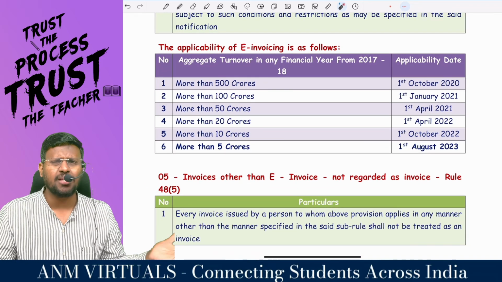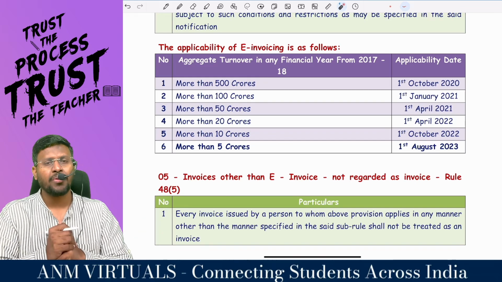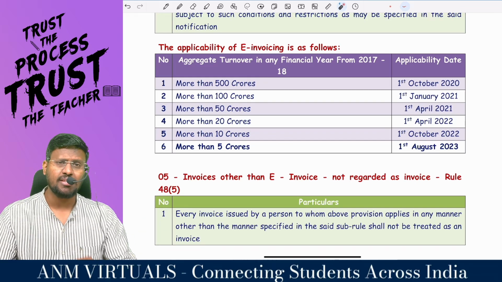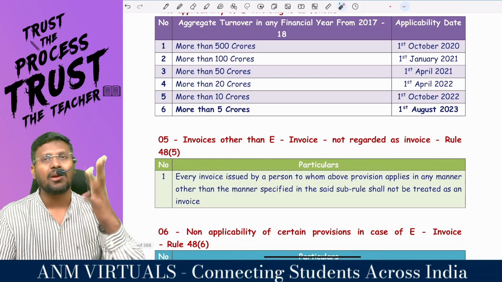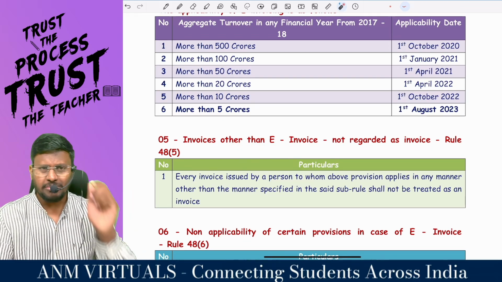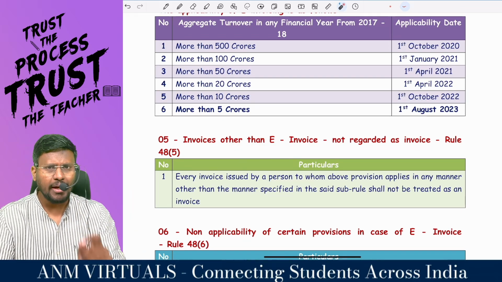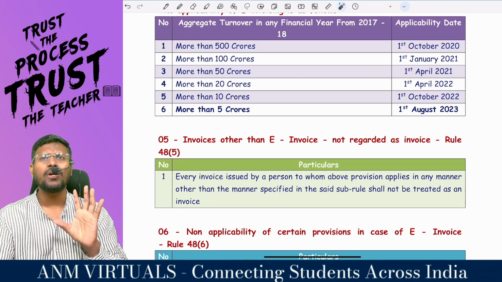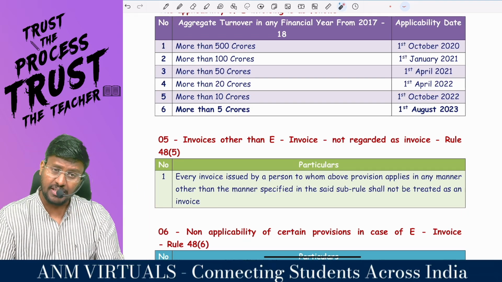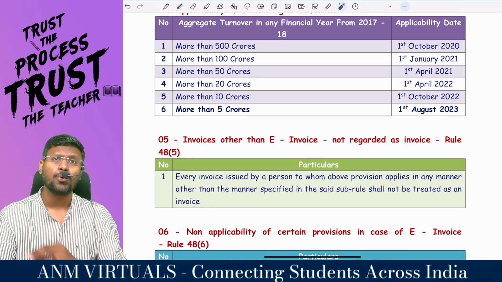A manual invoice will not be accepted. You are supposed to raise the e-invoice. This is a good area for examination; they may test it. An invoice other than an e-invoice is not regarded as an invoice. From 2017-18, if your aggregate turnover exceeds how many crore? 5 crore, you are supposed to raise what invoice? E-invoice. Instead of raising the e-invoice, if you are raising a manual invoice, put it in the dustbin.